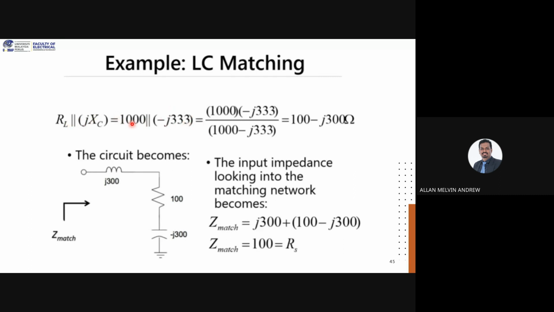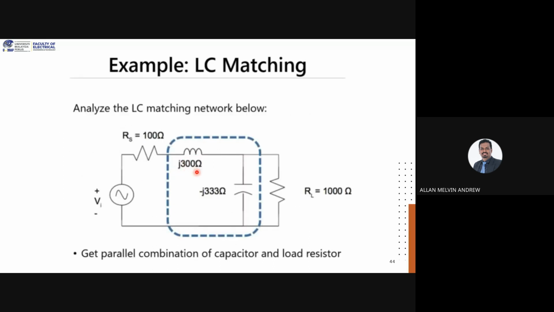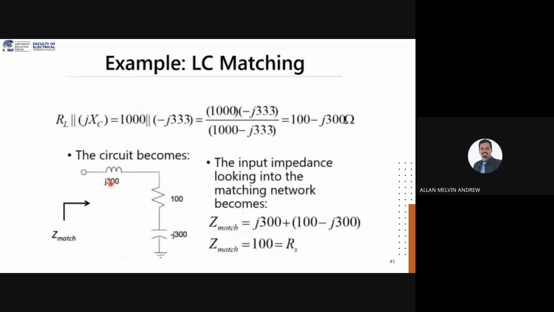Once you replace the values, using the voltage division rule, we can reduce it to 100 minus j300. For this example, the circuit becomes like this. Earlier the circuit was like this, with j300, minus j333, and also RL of 1000. So you make it like an L: the 100 is here and the minus j300 becomes here, so it becomes an L network.